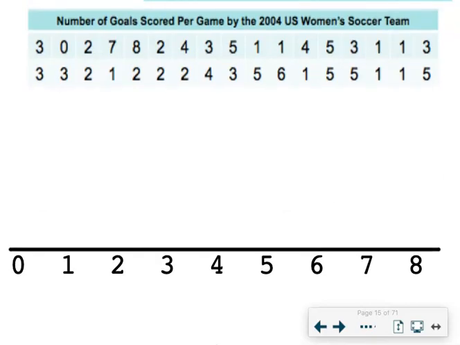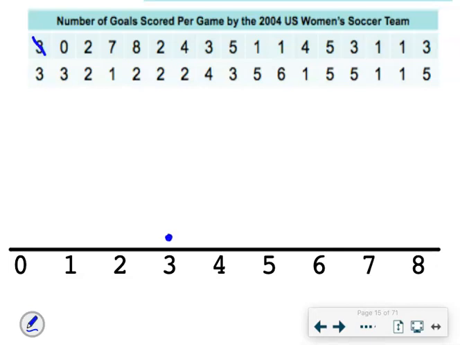So what we're going to do is make a dot plot based on the data that we see above. This is about the number of goals scored per game by the 2004 U.S. women's soccer team. If I see a 3, I'm going to cross that 3 off and put a dot by 3. If I see another 3, I'm going to put a dot above it. Same thing with this 3. I need to go through and make a dot for each number here. So you can pause the video right now and do that. When you resume the video, you'll see my graph up here. So go ahead and pause right now.